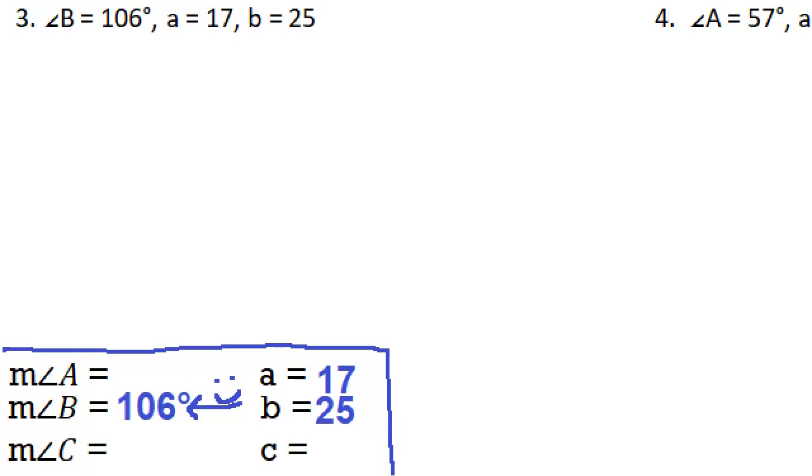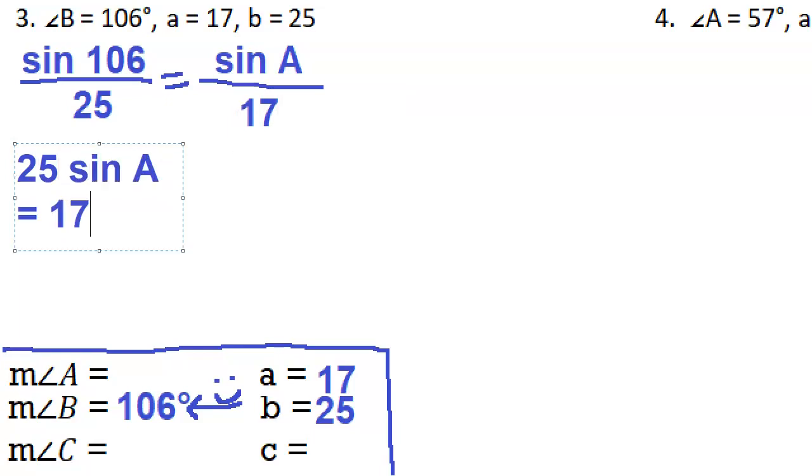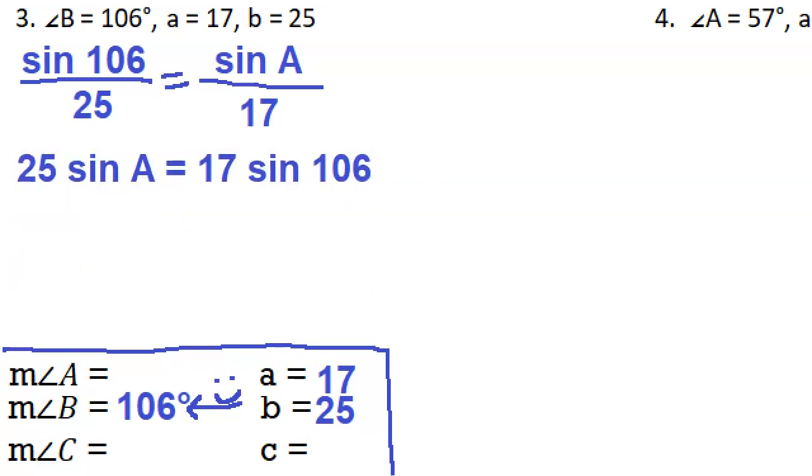All right, so let's do it. We're going to take the triangle that we know everything about, and we're going to say sine 106 over 25 equals the sine of A over 17. And then we're just going to go through and we are going to solve. So 25 sine of A equals 17 times the sine of 106. And then we divide both sides by 25.